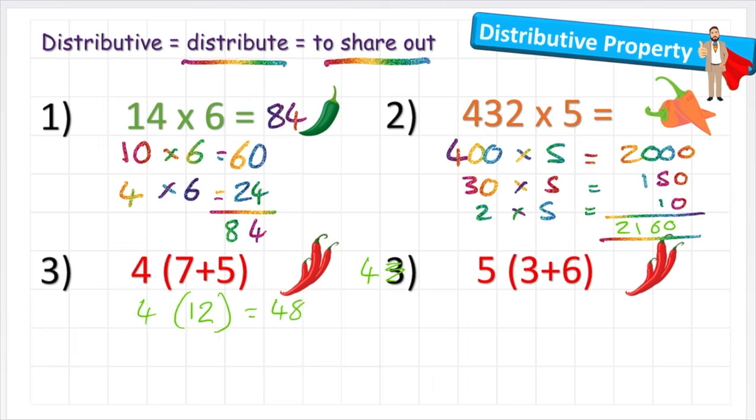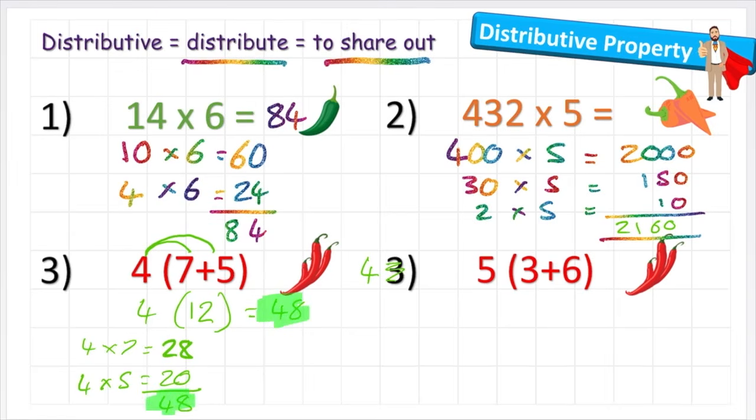Or I can use my new distributive property, and I can understand that in order to do this, I can distribute the 4 and multiply it by the 7. So 4 times 7 is 28, and 4 times 5 is 20. Add these two together, gives me a total of 48. And what you'll notice is it's the same answer in both of those. So the distributive property can be very useful for helping you understand and solve these expressions.